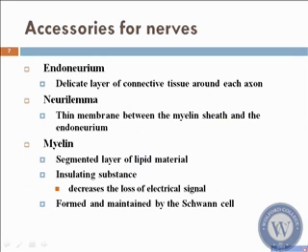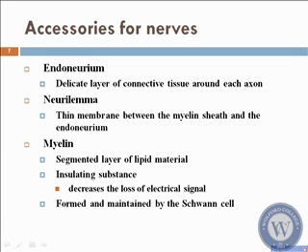Besides the actual nerves themselves, the accessories to the nerves include the endoneurium, which is a delicate layer of connective tissue around each axon. This tries to help maintain the integrity of the cell. Then you have the neurolemma, which is a thin membrane between the myelin sheath and the endoneurium. And then you have the myelin, of course, which is a segmented layer of lipid material that insulates and keeps the loss of the electrical signal from taking place.